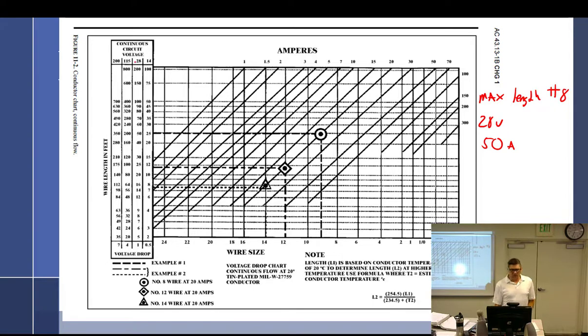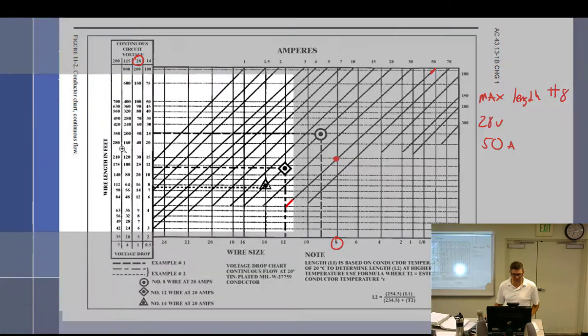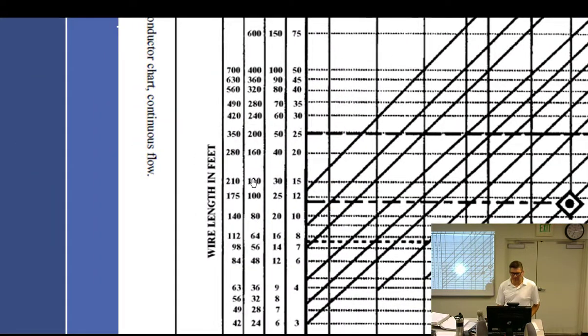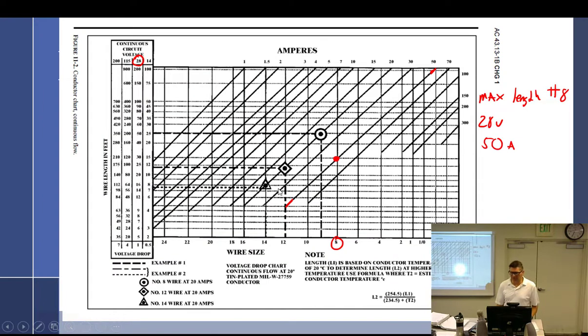We're using a 28 volt system, so it's the second column. Max length at 50 amps, so we're coming here to 50 amps, so it's going to be this one there. What is the max length? We don't know over here. It's number 8 wire, so here's the number 8, we can come up number 8 until we get to this intersection right there. And what is the max length that we can use? If you can see that, 30 right there. So max length is 30 feet.